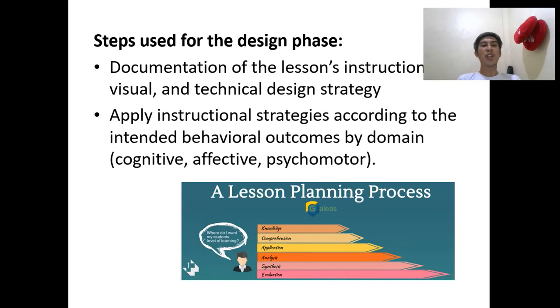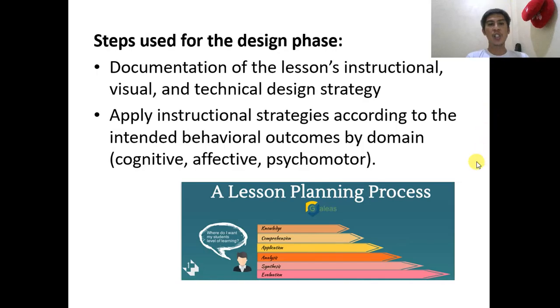Steps used for the design phase: documentation of the lessons, instructional, visual, and technical design strategy. Okay, documentation of the lessons, instructional, visual, and technical strategy. So you document, you already place in the design phase. You already have the whole, no?